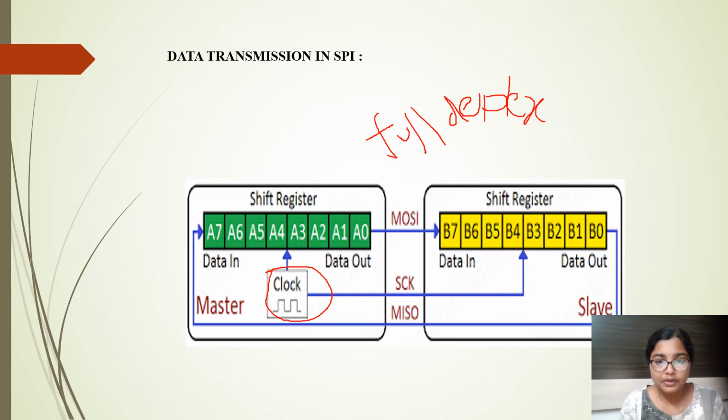If we compare with UART, UART is asynchronous and SPI is synchronous. And if we compare SPI with I2C, in I2C multiple masters can interact with the slave, whereas here there is only one master with a number of slaves.